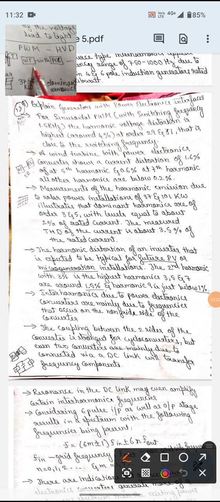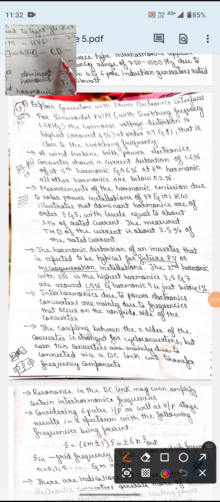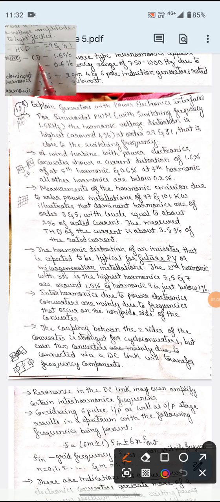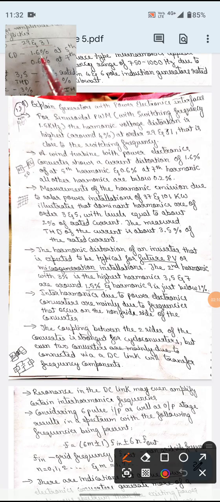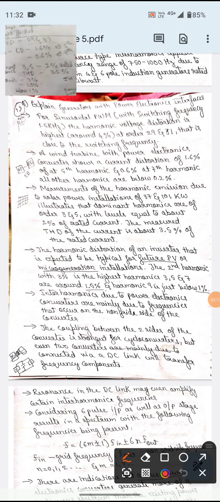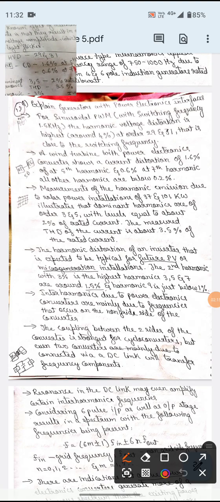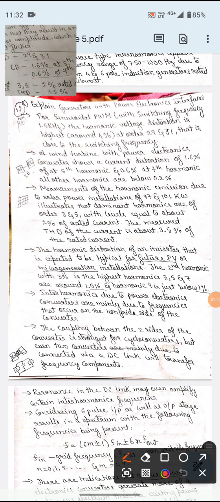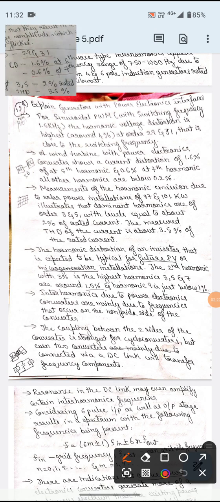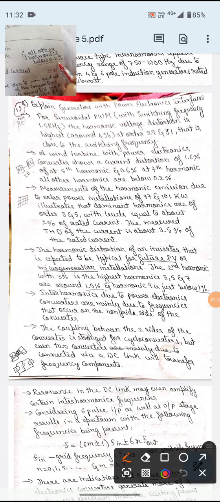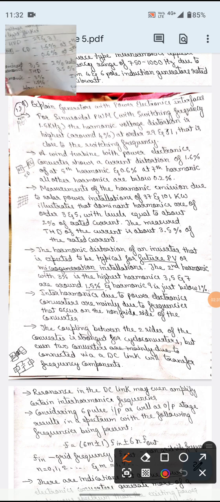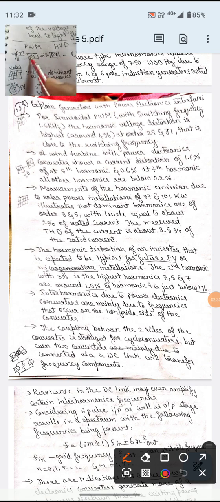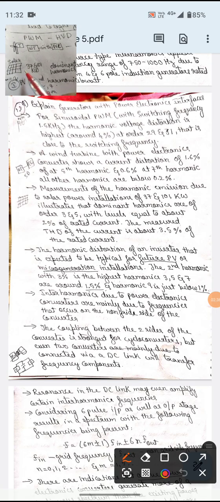So wind turbine with the power electronic converter, current distortion, how much distortion? It is 1.6% at the fifth harmonic and 0.6% at the seventh harmonic. 1.6 for fifth and 0.6 for seventh, and for other harmonics it is below 0.2%. Okay, so we have discussed wind. Next is solar power installation.